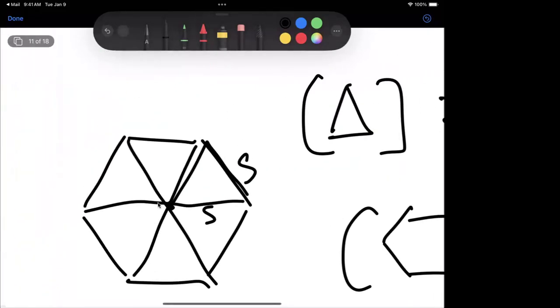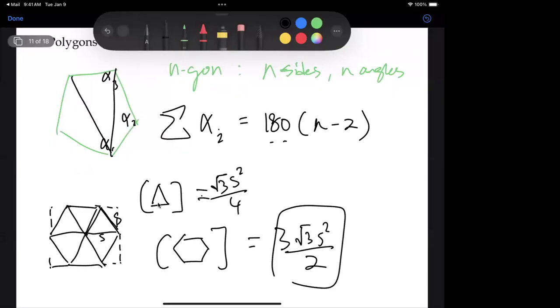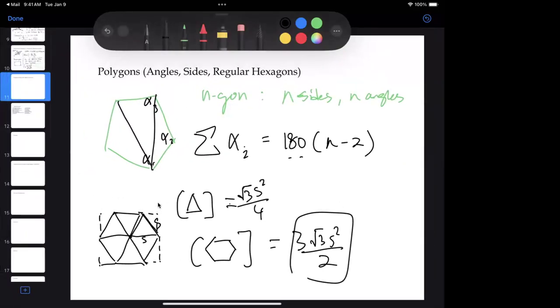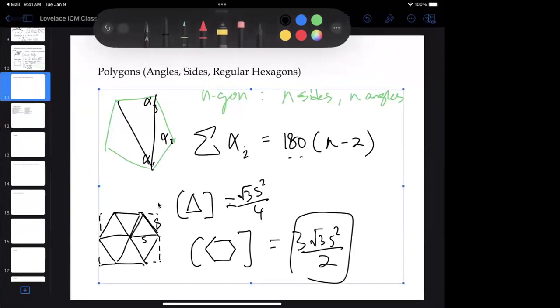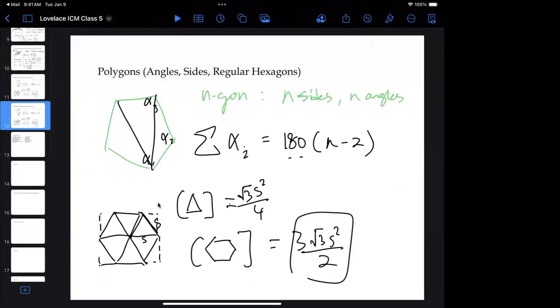Also, if you have a hexagon, you can connect these, and then this will be a square, right? Sometimes that will help because you get a lot of 30, 60, 90 right triangles. Okay, so let's solve one question.